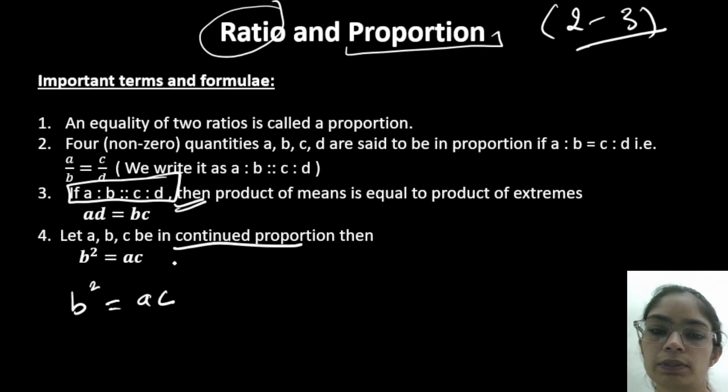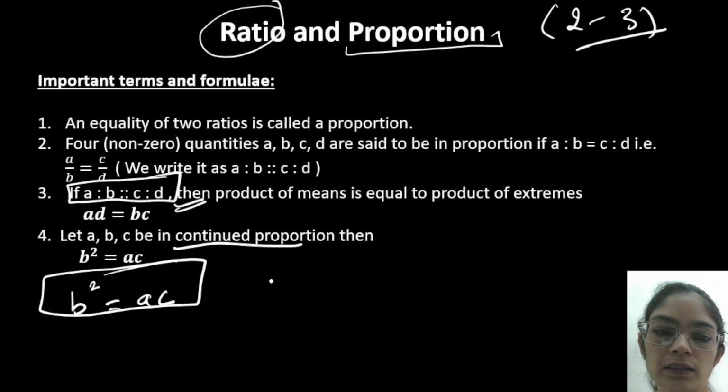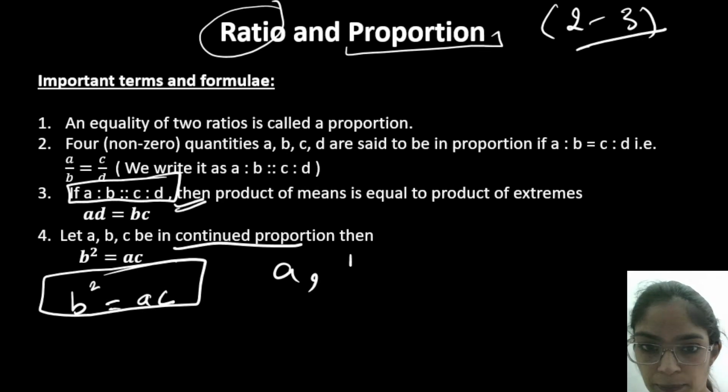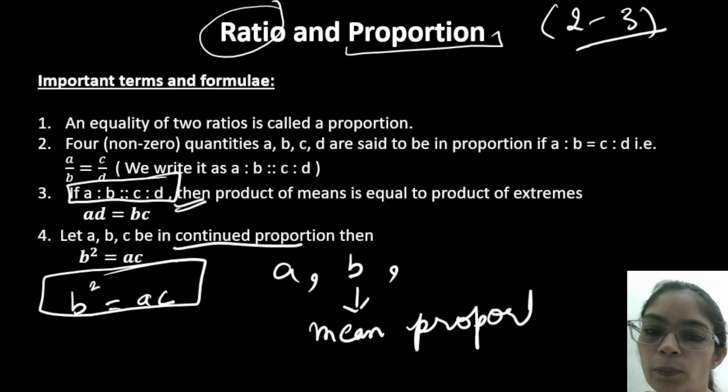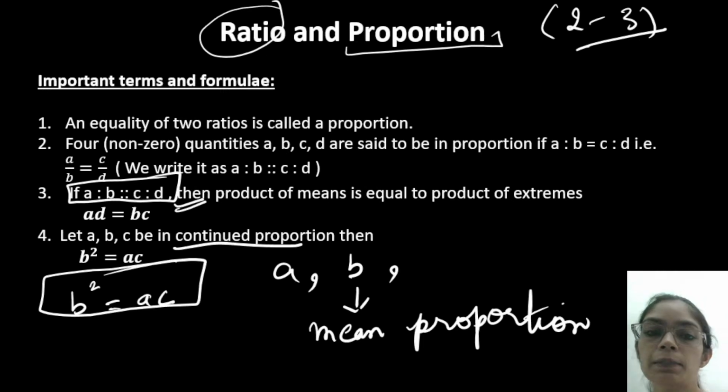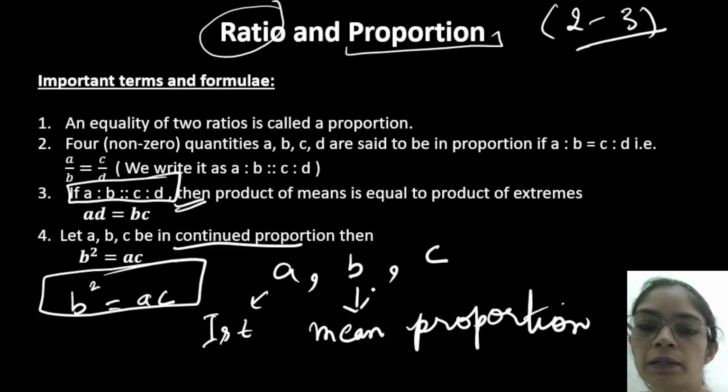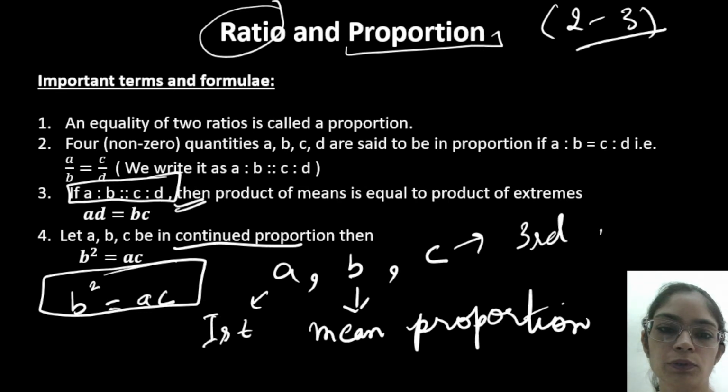Square of the middle one is equals to product of the first and third. Here A is known as first proportion, B is known as mean proportion, because in many questions they will just mention find the mean proportion between these two numbers. Mean proportion means the numbers are in continued proportion, and the middle number we have to find, and C is the third proportion. So this is first proportion, second one is mean proportion, third one is third proportion. You have to remember this.